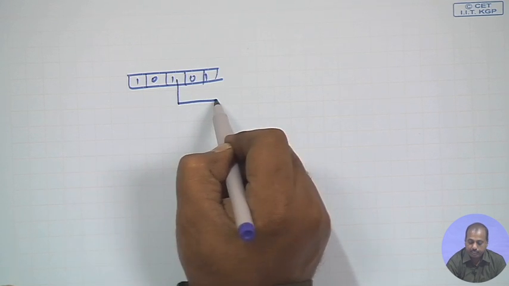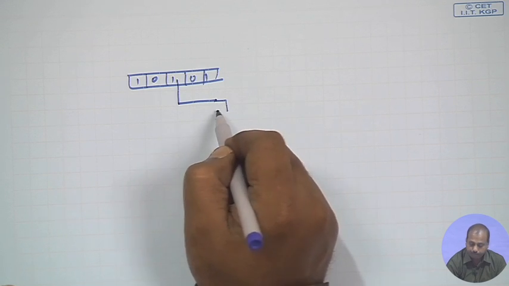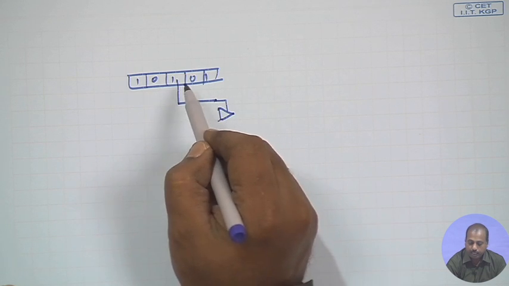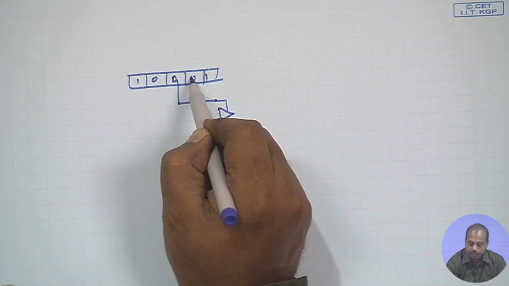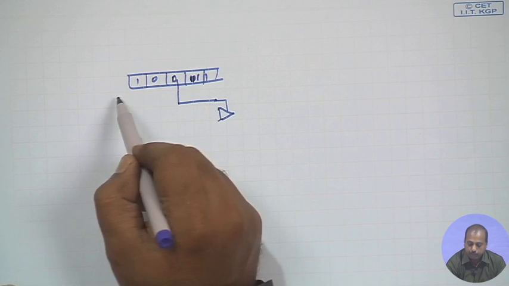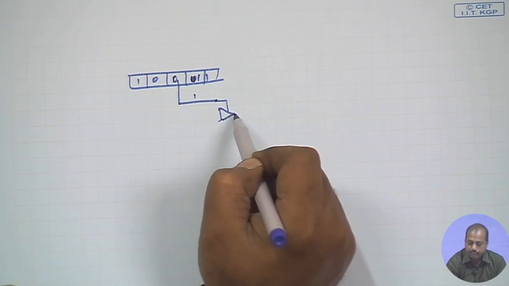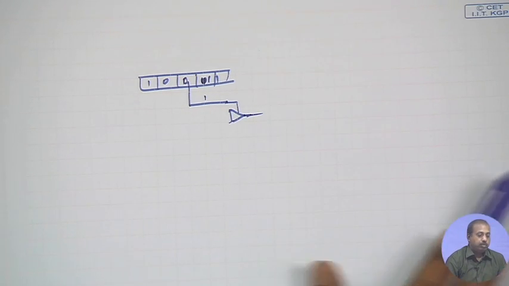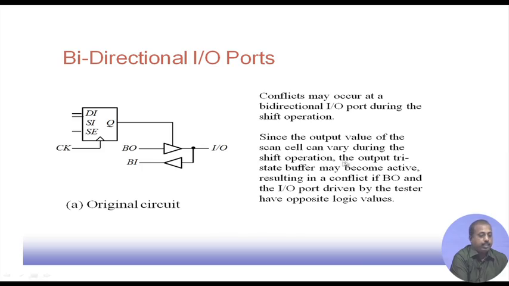Maybe this bit is actually controlling one enable line of a tri-state buffer. Now, ideally this should be disabled for the final operation, but while I am shifting the pattern through this chain, sometimes it is getting the value 1, as a result this buffer is getting enabled. So, that may create problems with the content of the circuit. The output value of the scan cell can vary during the shift operation.